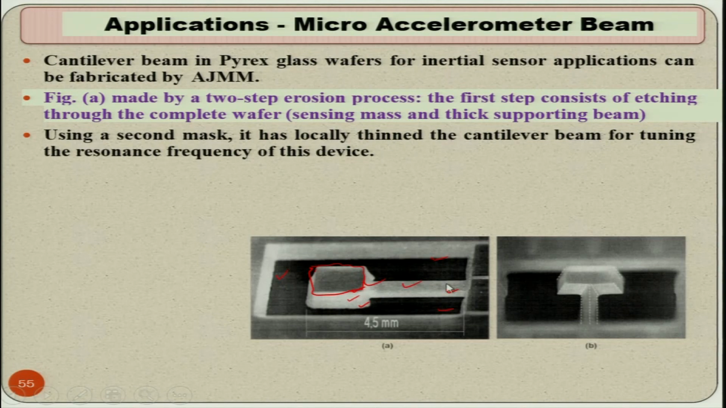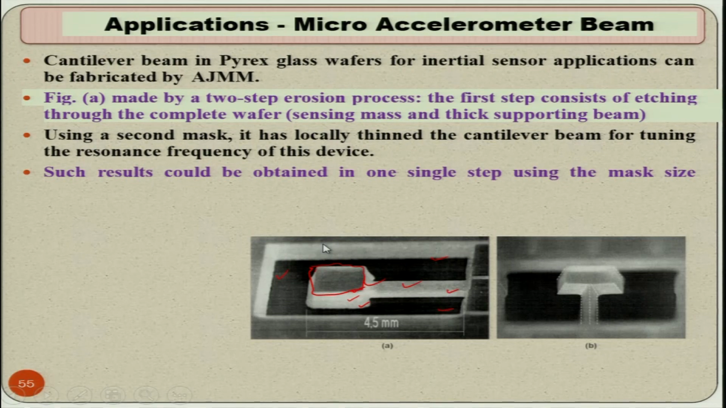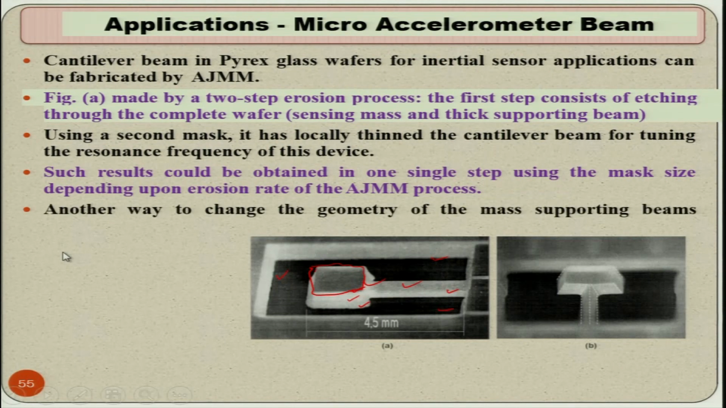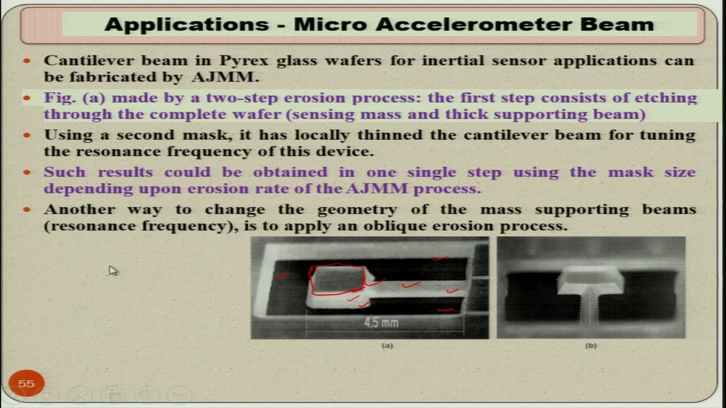So, you can see this is a very interesting application of the abrasive jet machining process, which can be used for macro as well as for micro features or micro components or devices. Such results could be obtained in one single step using a mask size depending upon the erosion rate of the AJMM process. Another way to change the geometry of the supporting beam and its resonance frequency is to apply an oblique erosion process.